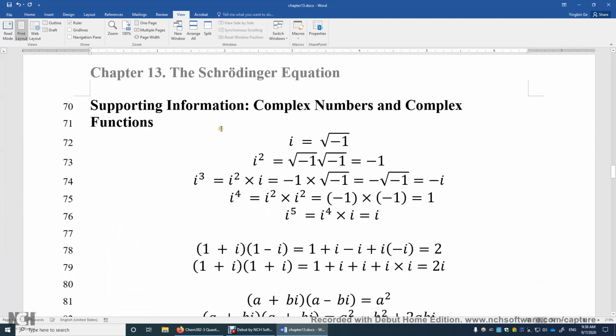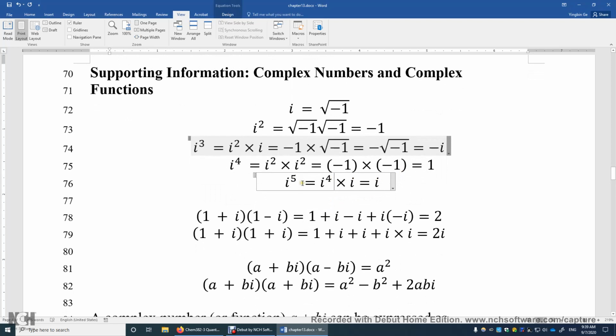Now let's look at some complex numbers, complex functions. It's a quick review. i is defined to be the square root of -1. So i squared is simply -1. i cubed is i squared times i, therefore it's just -i. i to the power 4 is simply 1. i to the power 5 is i to the power 4 times i, therefore it's going to be i. And you can easily determine i to the power 6, -1. i to the power 7, -i. i to the power 8 is 1.